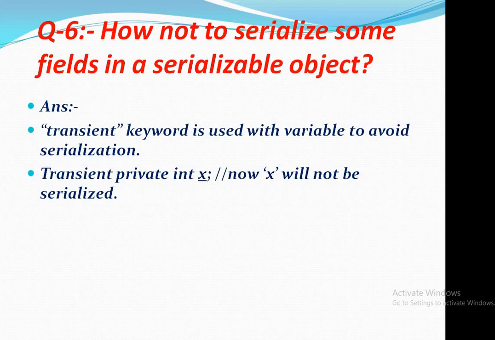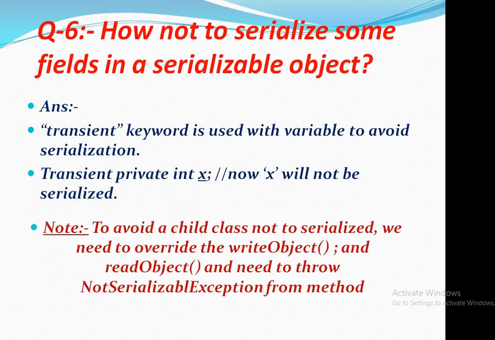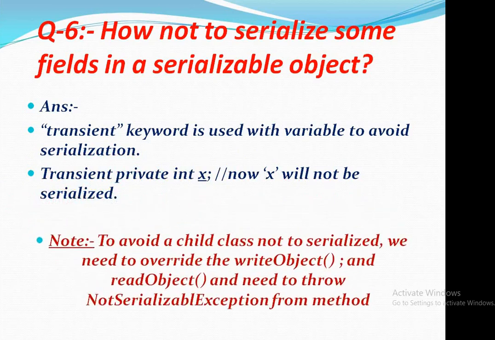If we mention the transient keyword before the declaration of a variable, then that variable will not be serialized. Note, to avoid a child class being serialized, we need to override writeObject and readObject and throw NotSerializableException from those methods.